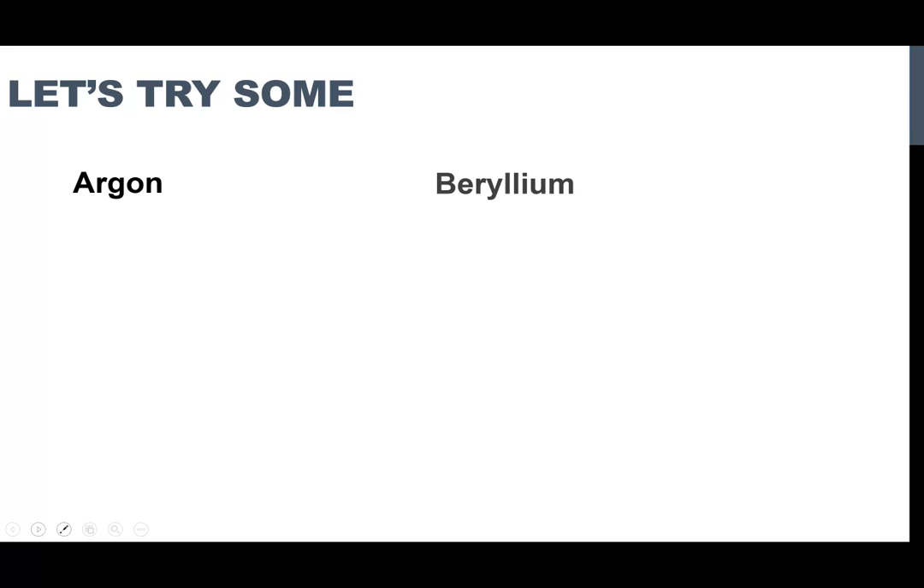All right, for argon, we're going to draw the chemical symbol for argon, which is simply Ar. Argon is in the 8th row or 18th column, so it has 8 valence electrons. So I'm going to draw 8 dots around it: 1, 2, 3, 4, 5, 6, 7, 8. So that's the Lewis structure for an atom of argon.